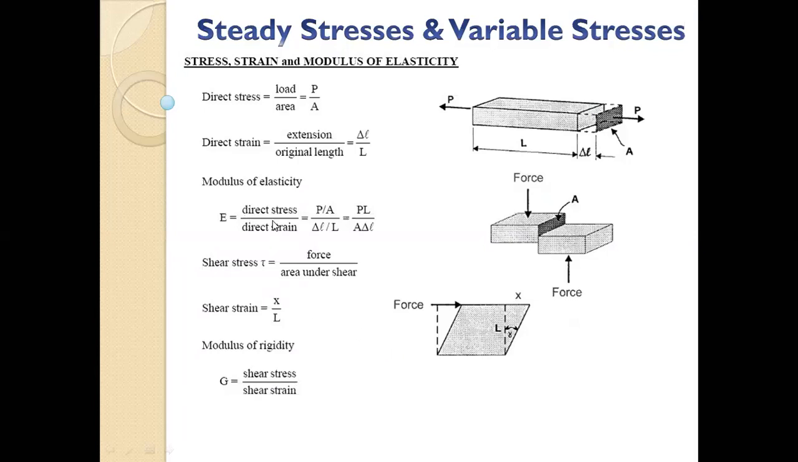So for direct stress and direct strain, it is called modulus of elasticity. Similarly, modulus of rigidity. How rigid? With what kind of strength is it resisting the cut? That is why we call this modulus of rigidity. How rigid it is. So modulus is stress upon strain, but for rigidity it is shear stress upon shear strain. Okay.